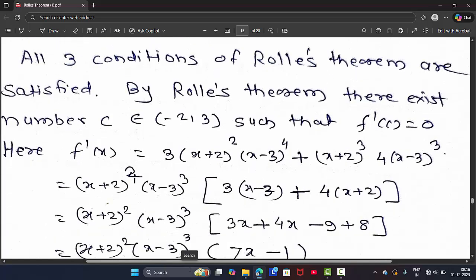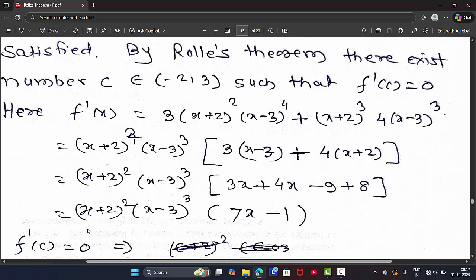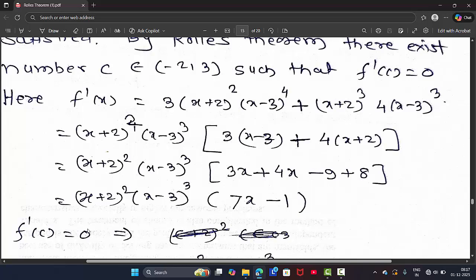We shall calculate f dash x. Again, the uv rule is applied here, and f dash x becomes 3 into x plus 2 square, x minus 3 raised to 4, plus x plus 2 cube as it is, and 4 into x minus 3 cube. From this, I can take x plus 2 square and x minus 3 cube common, and in the bracket there remains 3 into x minus 3 plus 4 into x plus 2. Again, these two terms are as they are, and 3x plus 4x minus 9 plus 8, that becomes x plus 2 square into x minus 3 cube into 7x minus 1.